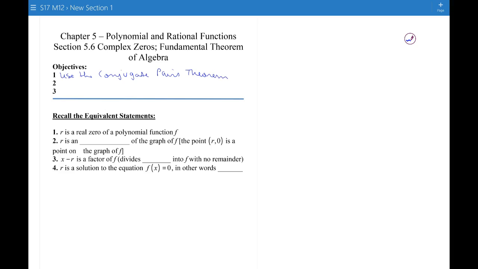Then the next thing is going to be to find a polynomial function with specified zeros, so you'll be given some zeros. And then find the complex zeros of a polynomial function.